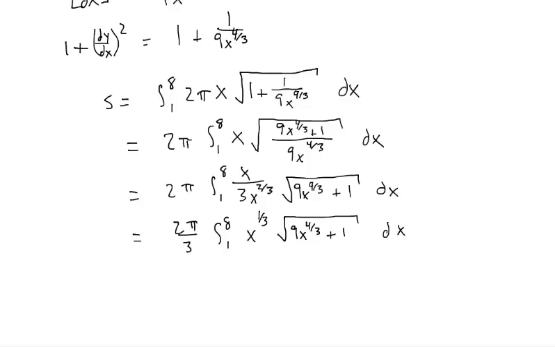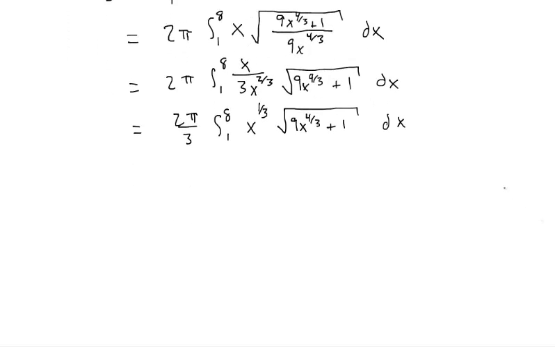And now I'm going to use u substitution. So u is equal to 9x to the 4/3 plus 1, du is equal to 12x to the 1/3 dx. And I'm going to divide both sides by 12, so I get 1 over 12 du is equal to x to the 1/3 dx.